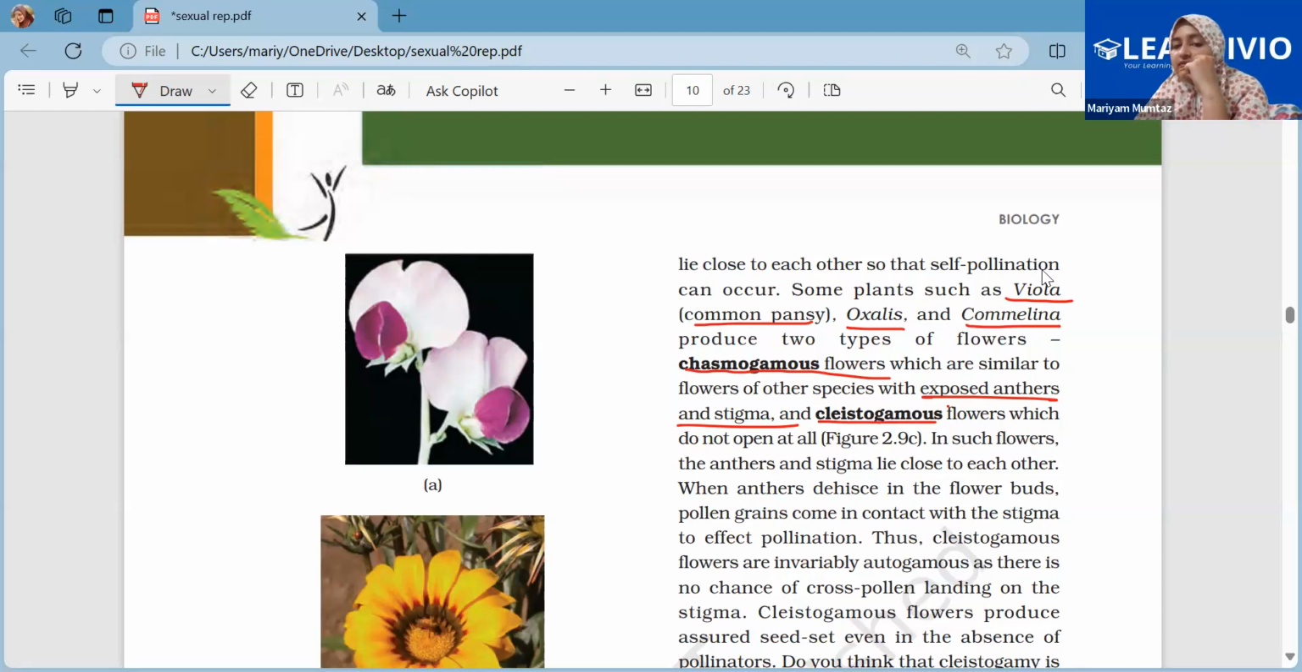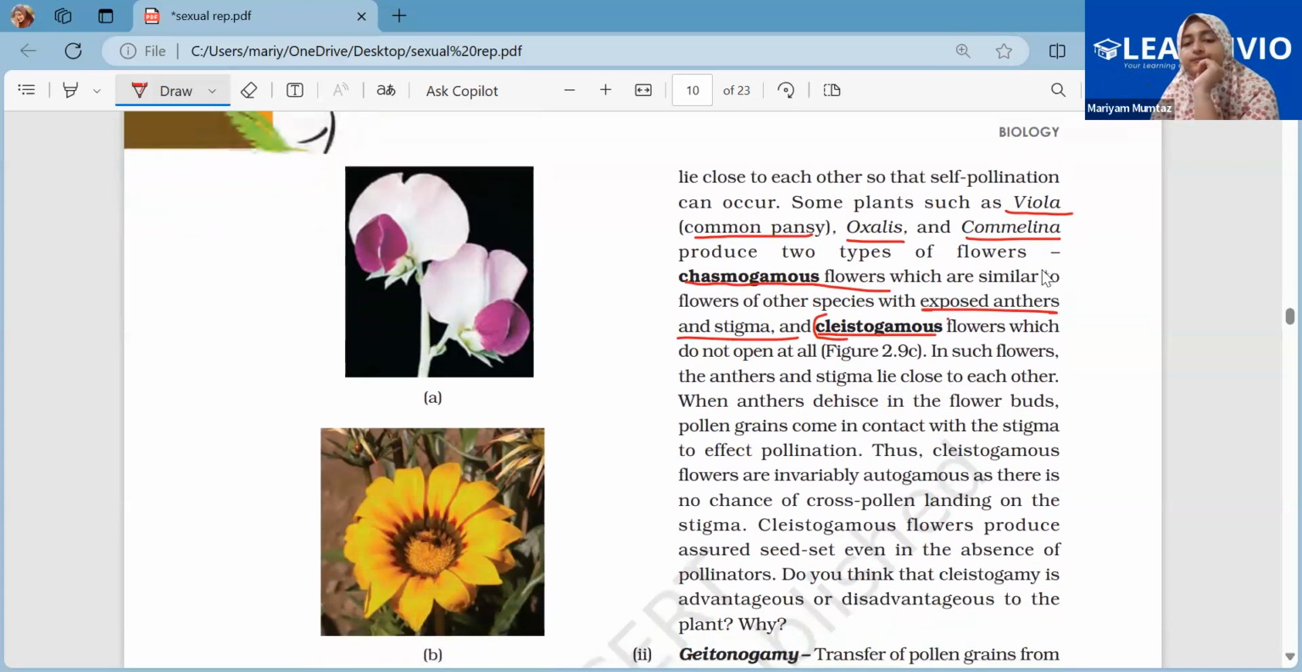So in this type of condition, in cleistogamous, when the flowers are not opening at all, the anther and the stigma are lying very close to each other, because of which successful pollination will take place. Clear?